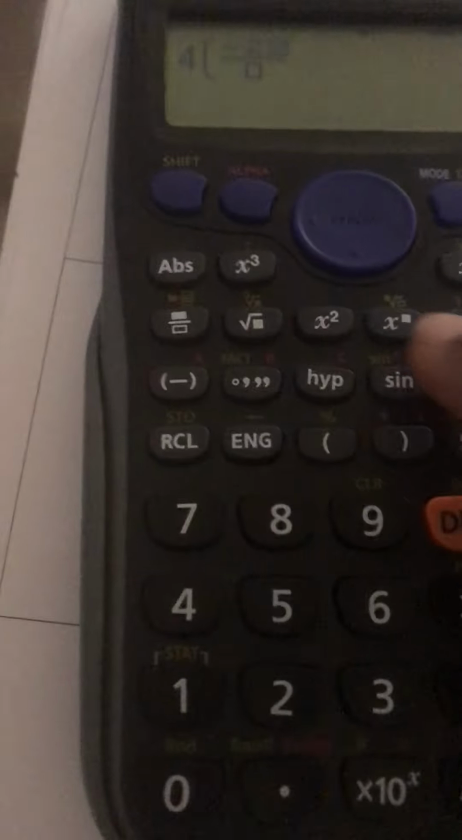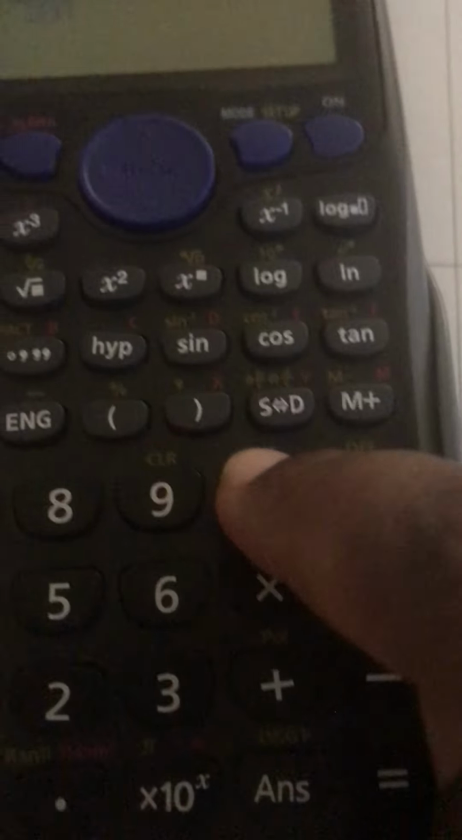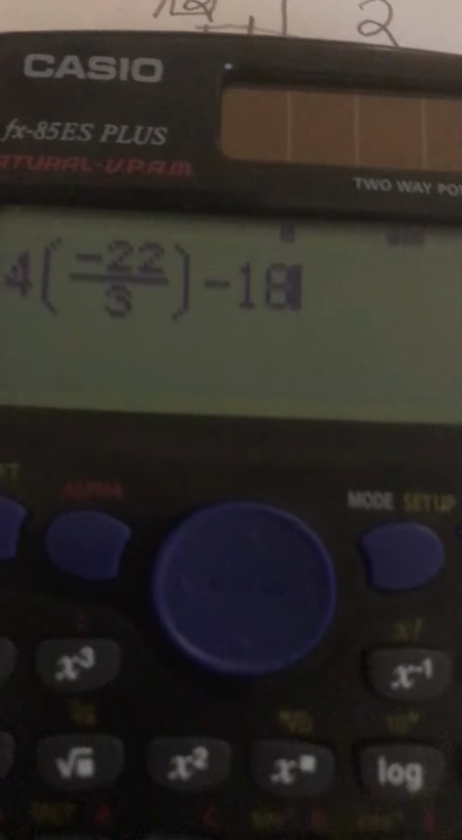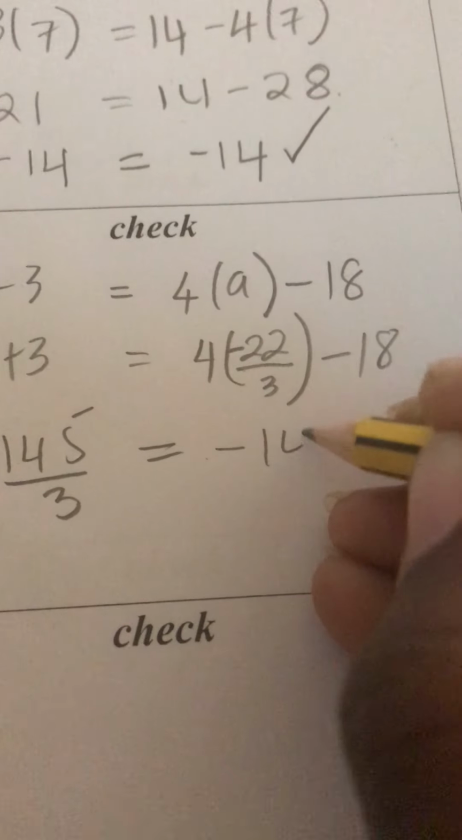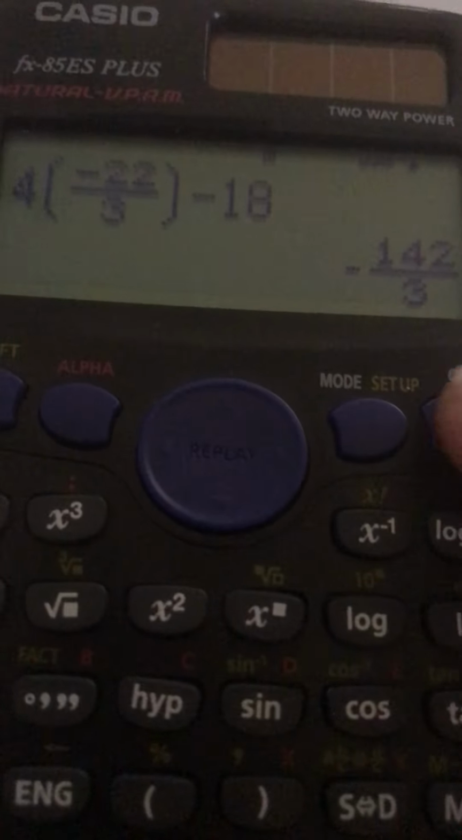And then on this side, I do the same thing. I do 4 bracket negative 22 over 3. Oops. The bracket should be here. And then minus 18. See, that's what I put in the calculator. And then I press equal. And I got that. Why did I get two different numbers? Let me go check again. 142 over 3. So let me see what I did wrong.